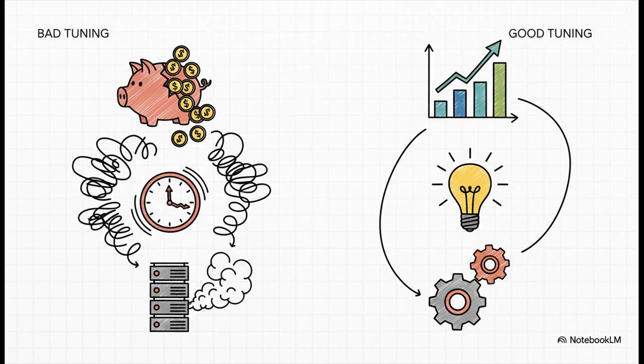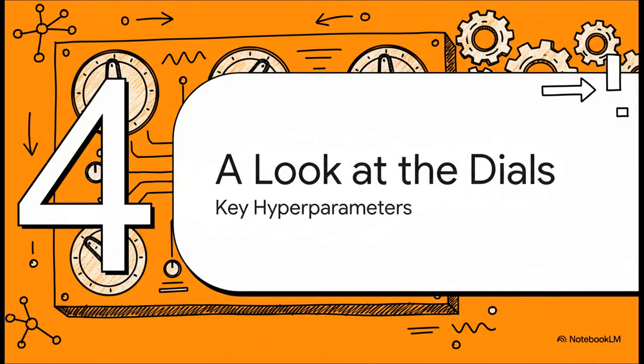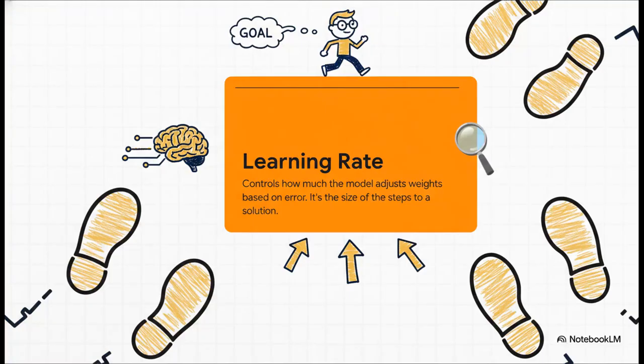Okay, so let's get our hands dirty. Let's take a look at some of the most important dials you'll find on this control panel. First up, and this one is a real biggie, is the learning rate. Every single time the model gets an answer wrong, it adjusts itself to try and do better next time.